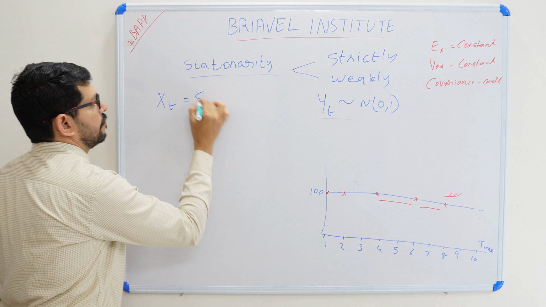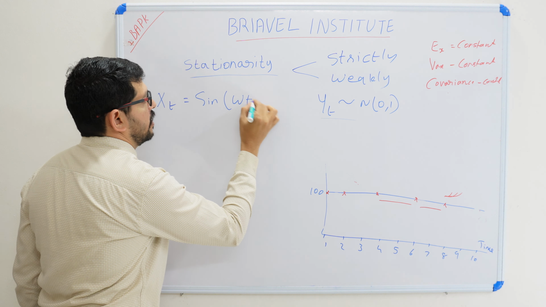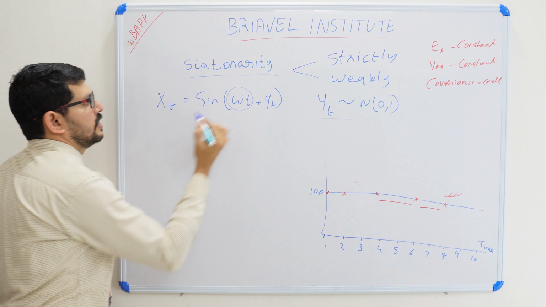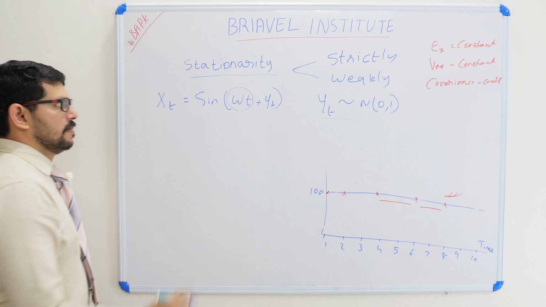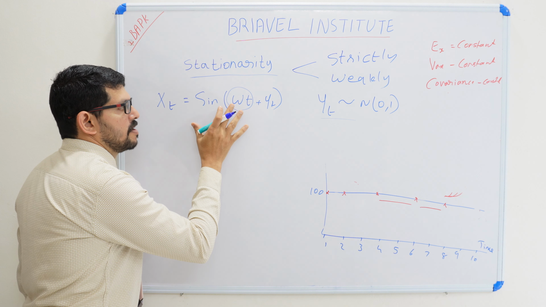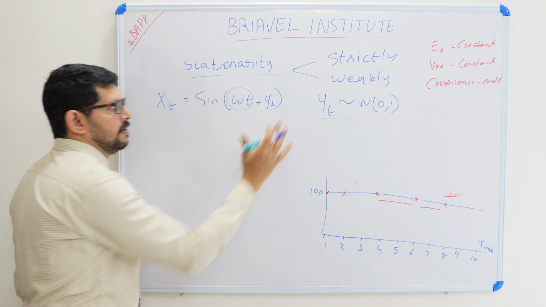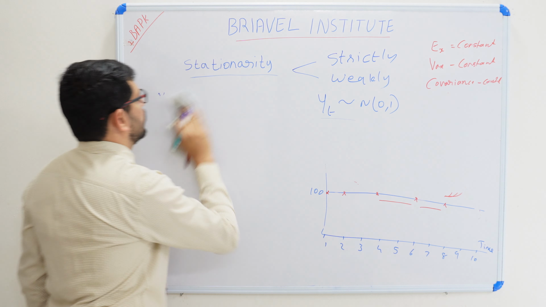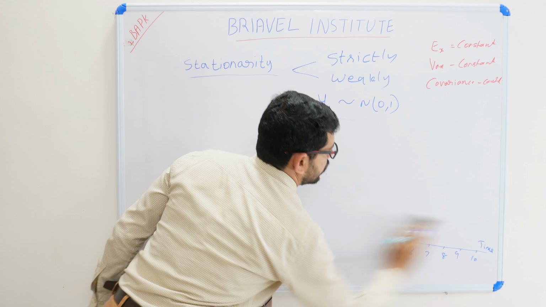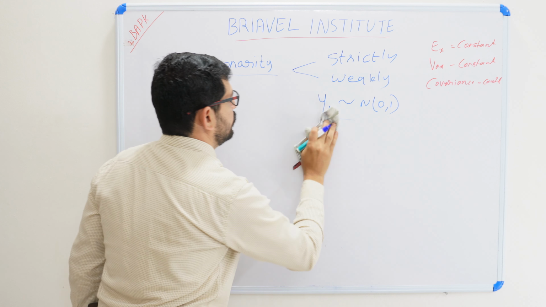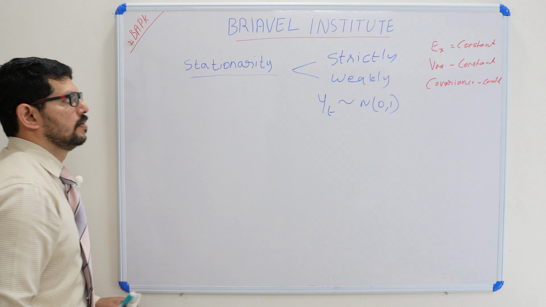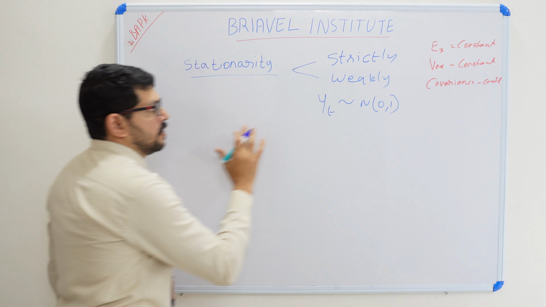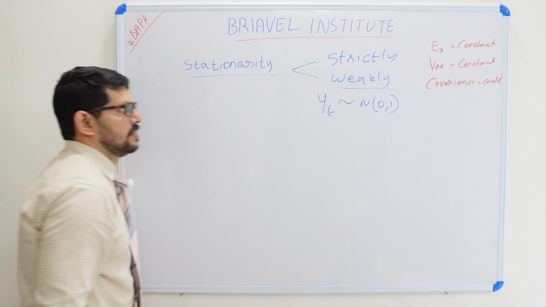S(t) is equal to sin(ωt) plus Y(t). You see here also there is a time dependence. So whenever you see an equation with any time dependence, it will not be stationary. We will take one more equation, but before that, we will explain what weakly stationary means.